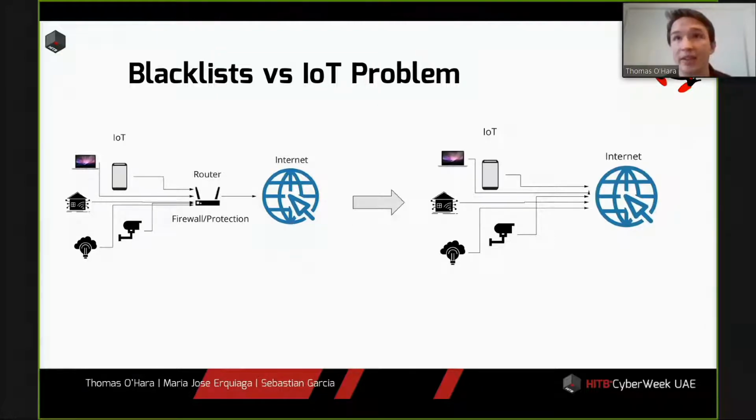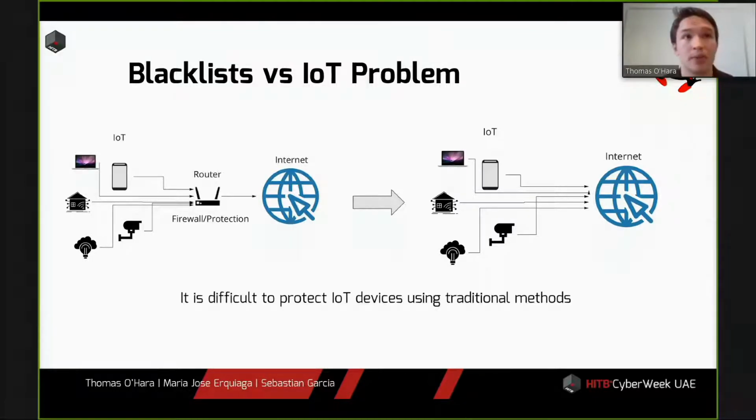The problem is that due to their configuration, many IoT devices are actually exposed directly to the internet. And with the rise of 5G networking, a lot of these IoT devices are going to be shipping with SIM cards or eSIM cards. Therefore, making this problem even worse. And basically the issue is that with all these devices connected directly to the internet, all of the attacks are going to go directly against these IoT devices. So the problem is that it's becoming difficult to protect IoT devices using traditional blacklisting methods.